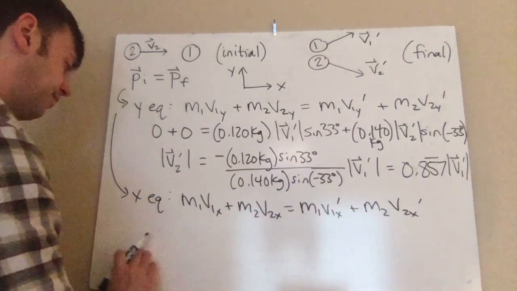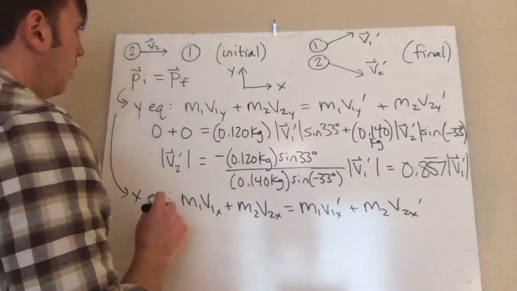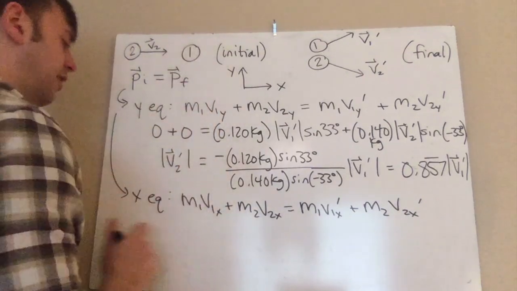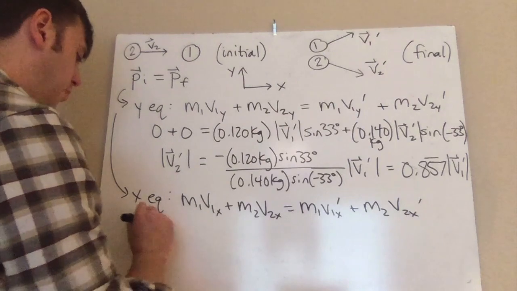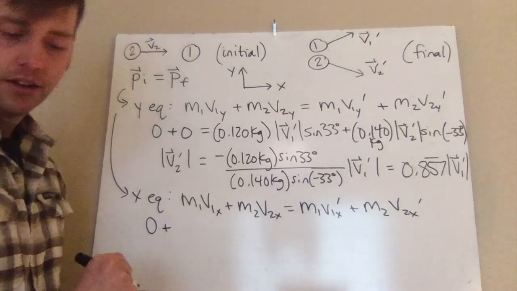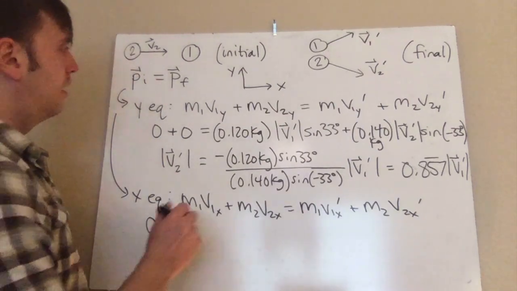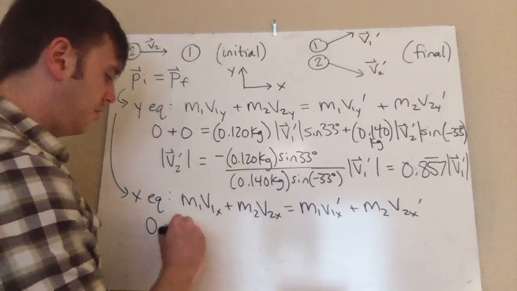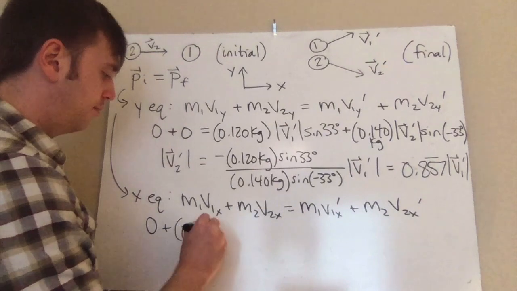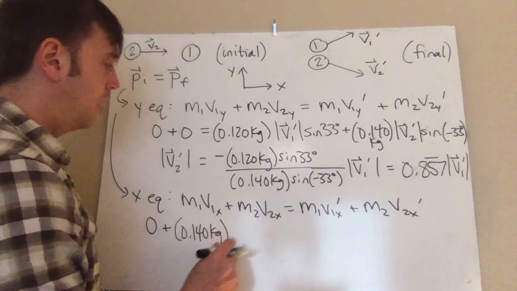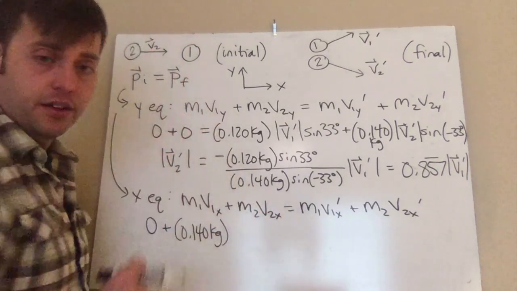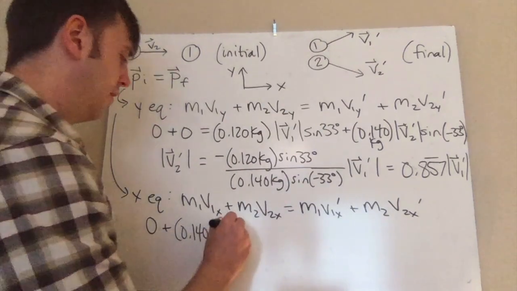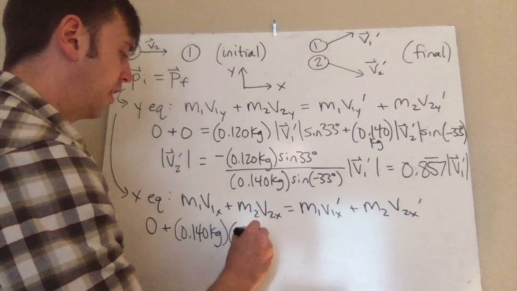First of all, if I look at v1x, that would be the initial x velocity of that ball. That'd be 0. It doesn't start off with any x velocity. It's not even moving. When I look at this term, I'll take m2, which is 0.14 kilograms, multiplied by v2x. Again, this initial velocity for ball 2 is completely in the x direction, and it's 1.5 meters per second.